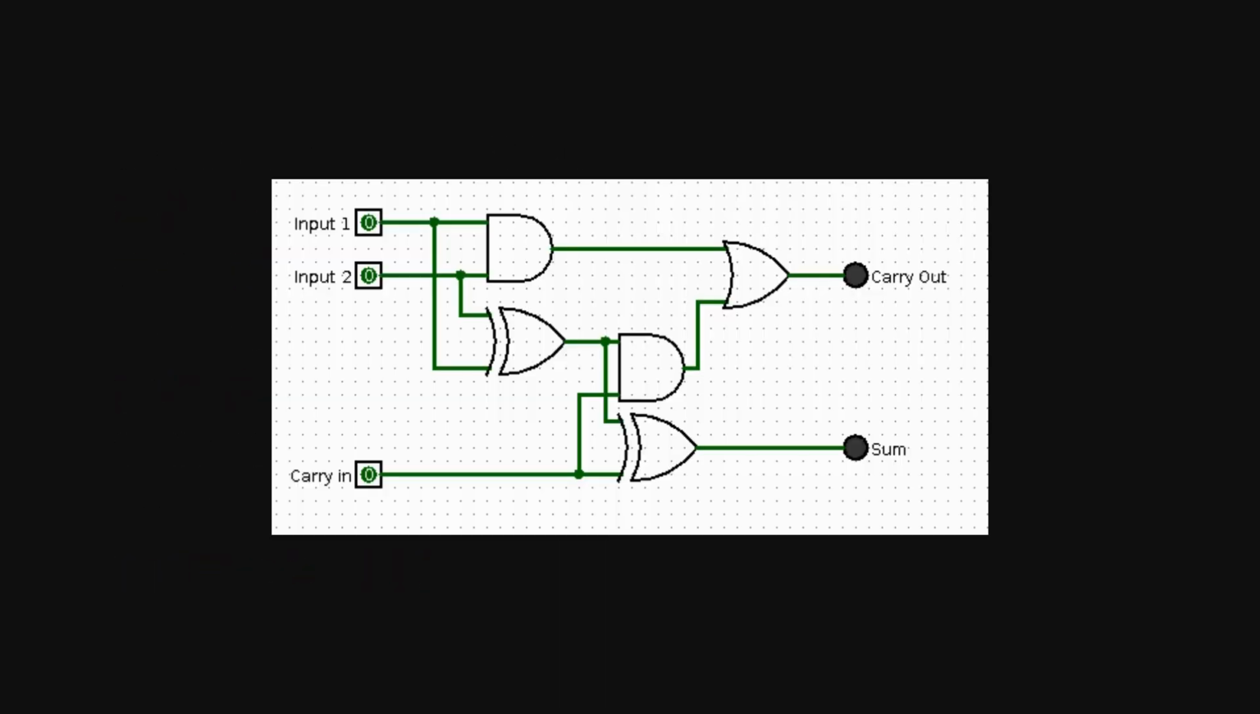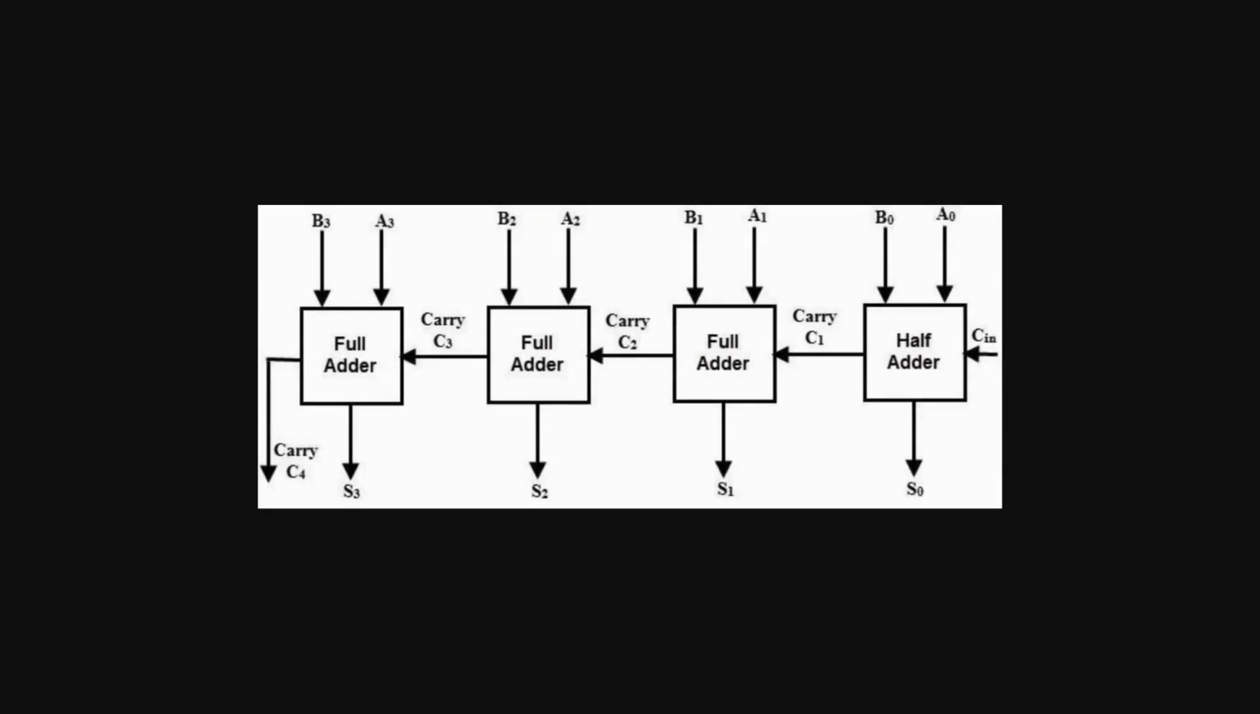Now, the full adder can be constructed using 2 half adders and 1 OR gate. The first half adder gives an intermediate sum and carry. The second half adder takes the intermediate sum and the carry in. This gives the final sum output and another carry. The final carry out is obtained by ORing the carries from the 2 half adders. Now, these full adders can be chained together to get the sum of binary numbers having more than 1 bit.